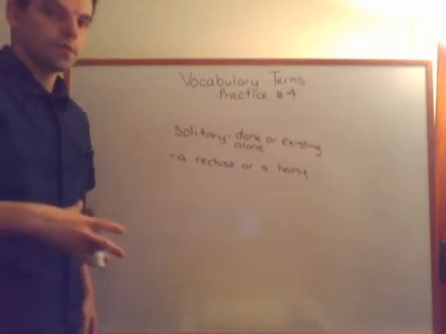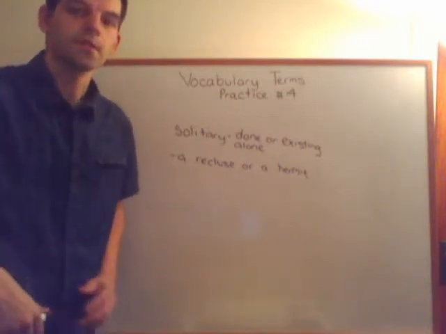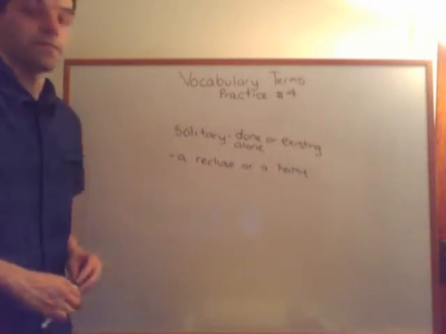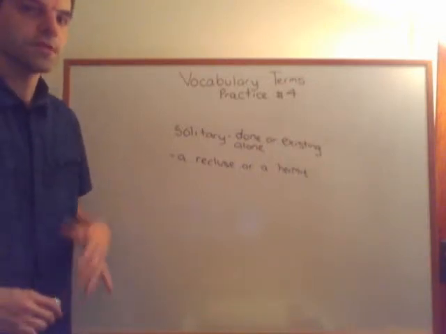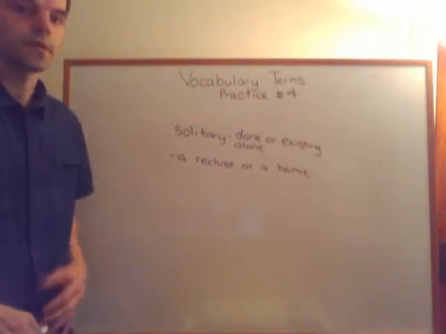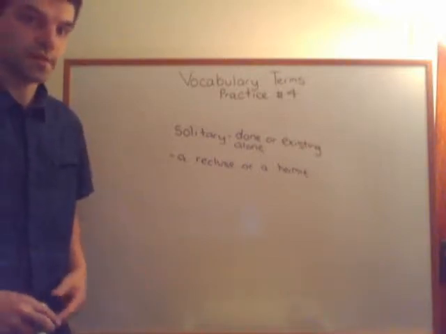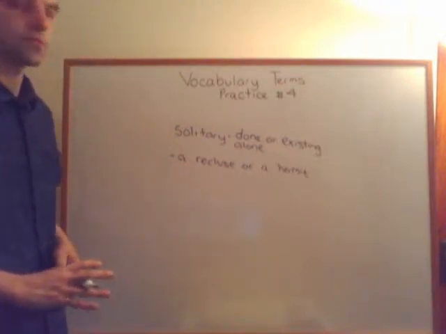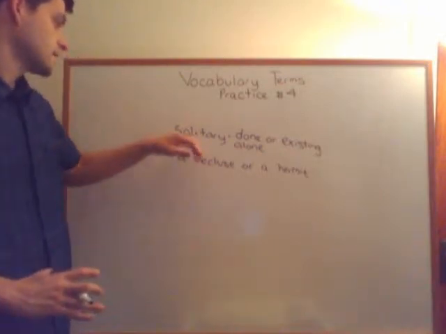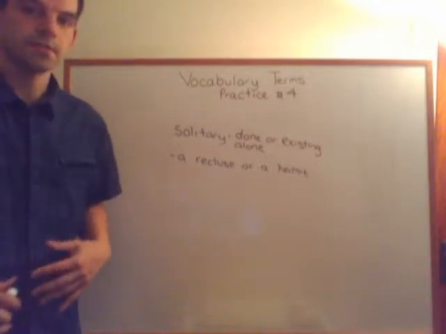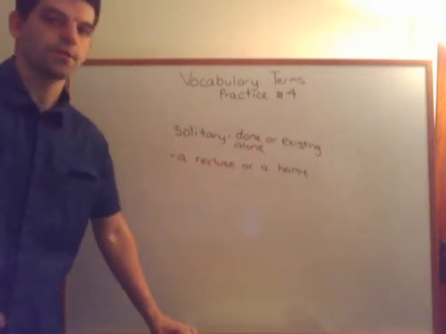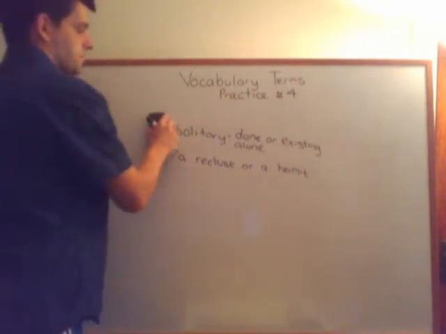Now, one of the things that we can take away from this definition is a common phrase that we use today, solitary confinement, which means to be independent or by oneself in a confined or small space. Okay? So this is our second word. This is the word solitary, S-O-L-I-T-A-R-Y, done or existing alone, or a recluse or hermit. Okay? Let's look at our next word.